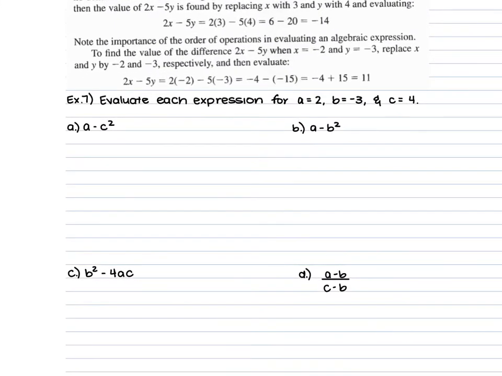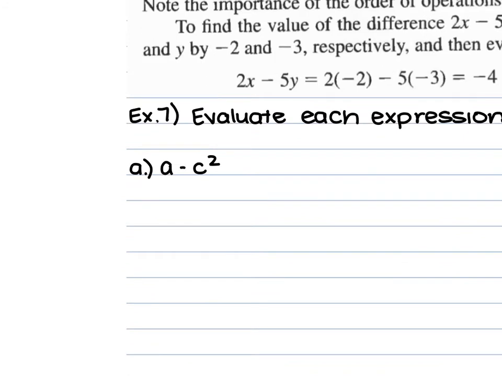For example 7, we're evaluating for a is equal to 2, b is negative 3, c is 4. For A, we have a minus c squared. So this a, we said, was 2, minus c squared. c is 4, so that's 4 squared. So the 4 squared is 16. This is going to give us 2 minus 16. This is the same thing as 2 plus negative 16. So we're going to keep the sign of the larger number and subtract, so that's going to give us negative 14.